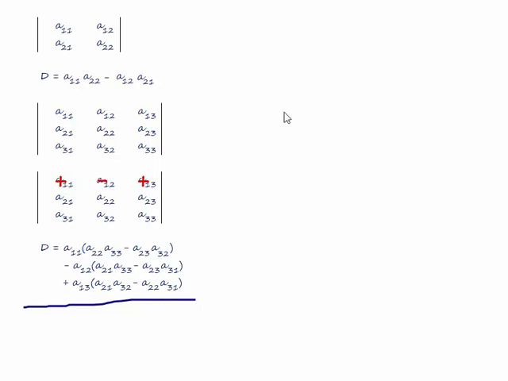So now we end up with A11 outside a bracket containing A22, A33 minus A23, A32, minus A12 outside a bracket containing A21 times A33 minus A23 times A31, plus A13 outside a bracket containing A21, A32 minus A22, A31. And there's our determinant for a 3x3 matrix.